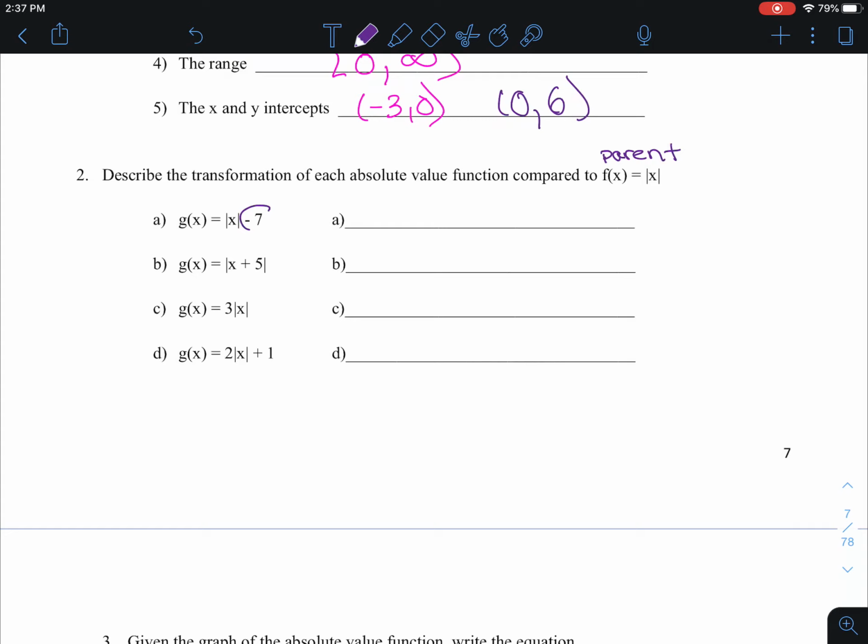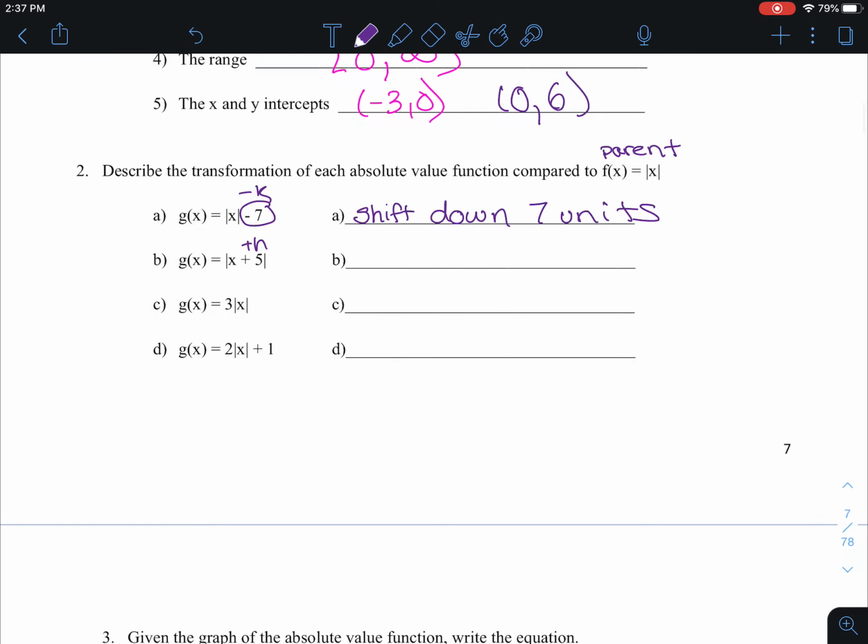This minus 7 is outside, so this is a change in k. So this is a shift down 7 units, because this is a change in the k value and it's negative. Here we have x plus 5, so this is a plus h. And remember, with h, it's going to be the opposite of what you think. So this is going to be a shift left 5 units.